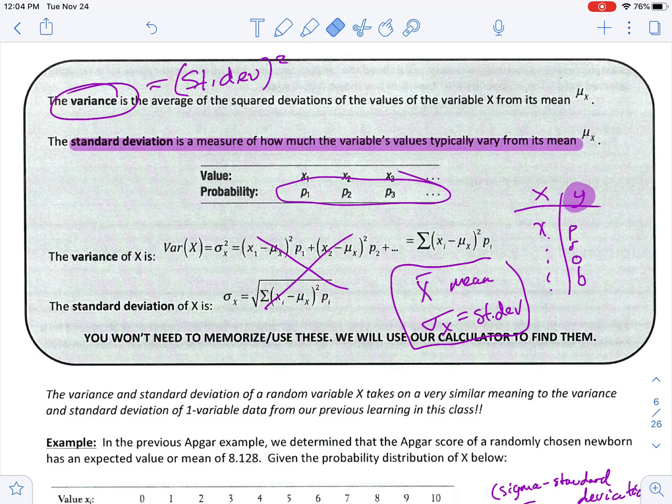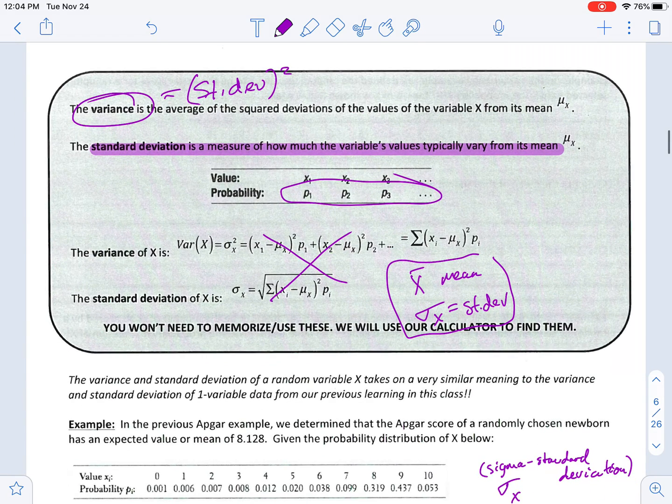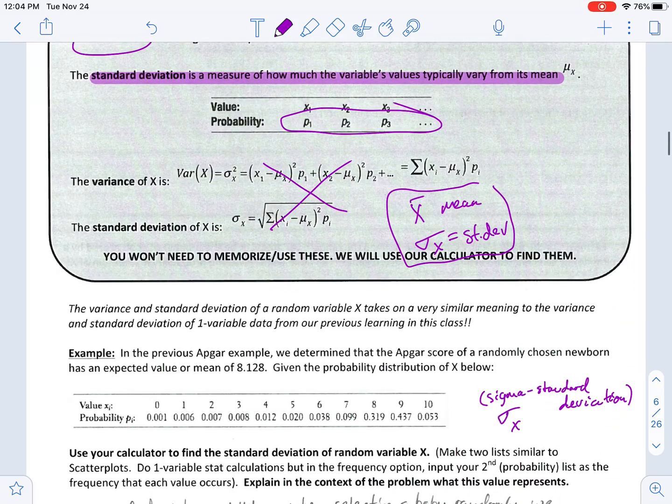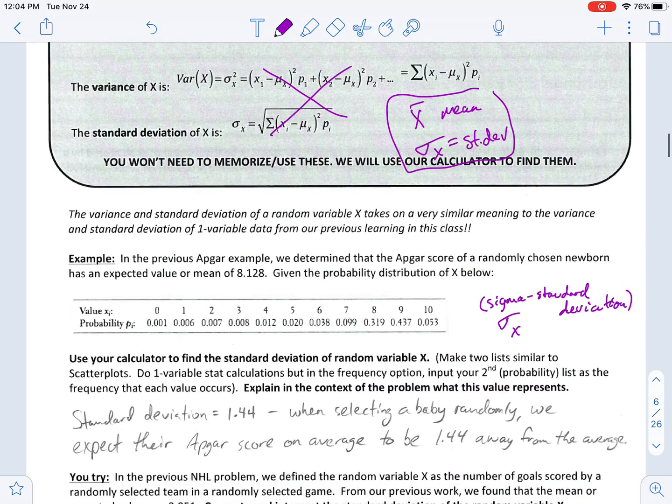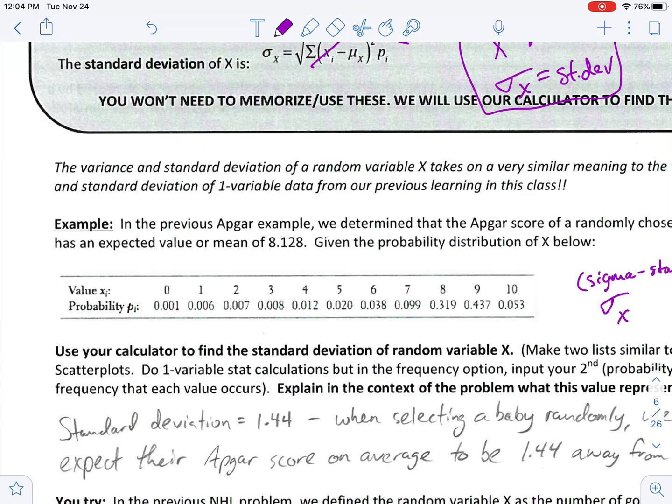All right, so you could take a list, plug it in, take the probability, plug it in as a second list, and do 1 variable calculations, menu stats, 1 variable calculations. The only difference is make sure your first list is selected. The second list is your frequency list, okay? So again, we'll try this in class. We'll practice it. Obviously, you should try it. You could try it here, all right? This was the APGAR scores. Remember, we did the APGAR scores earlier. We multiplied, added.